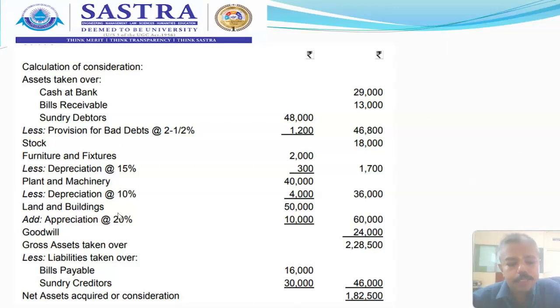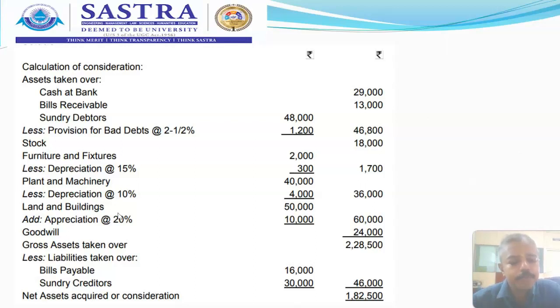And the last but not the least, the goodwill, which is given directly in the question itself, that is rupees 24,000. So these four items we can take as they are. Now let us take the other accounts of assets. We are taking only assets. Do not worry about any other things like acquisition cost or settlement. Now we are going to calculate only the purchase consideration.